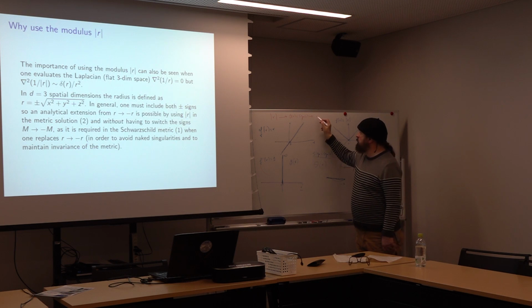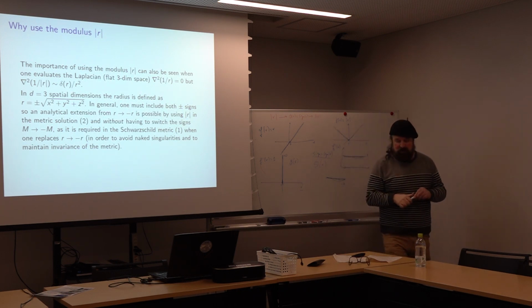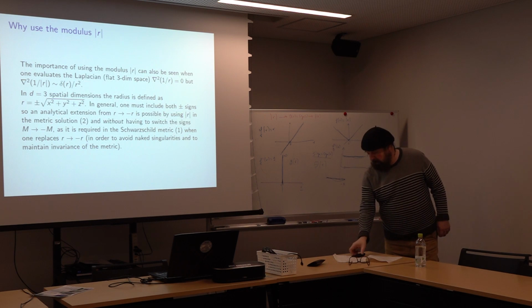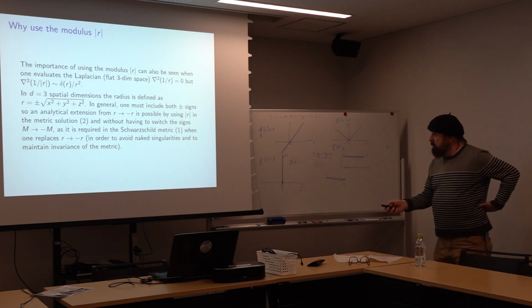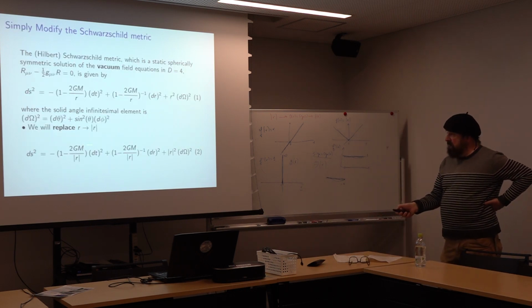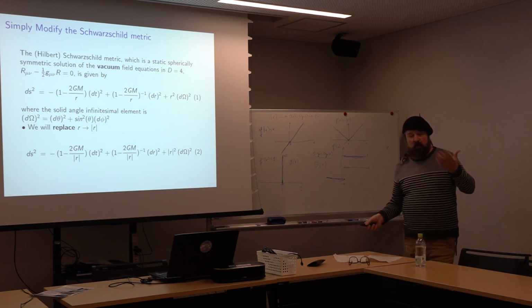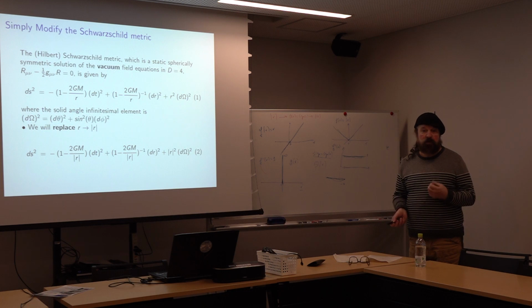This is very, very important, because remember, the curvature in general relativity is given in terms of the second derivative of the metric. So you're going to see that when I have a metric here that involves the modulus of r, when I take second derivatives, I'm going to pick up a delta function. And why is this important?